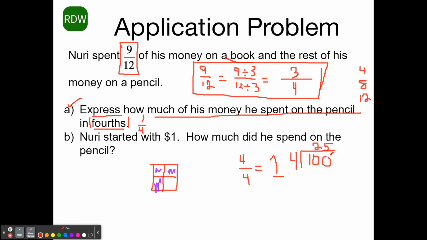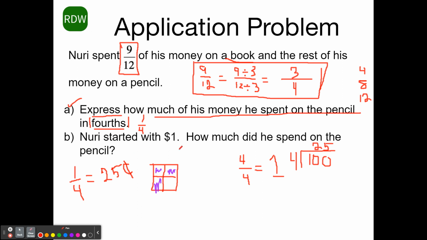Quarter as in quarters. Football games are split into quarters because there's 4 parts. $1 is split into quarters because there's 4 quarters in $1. That's a way to remember it. So there's 25 cents. And so 1/4 equals 25 cents. A C with a line through it means cents.